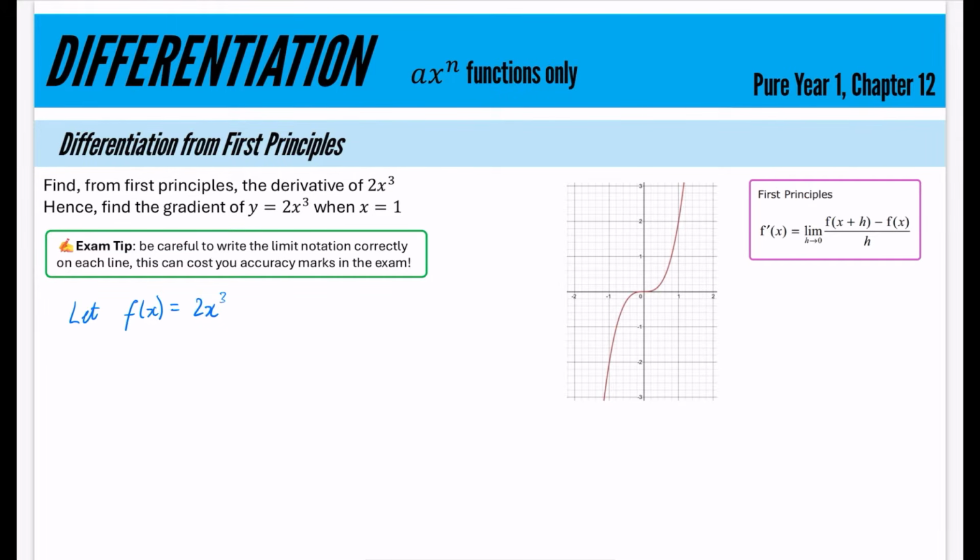So we're going to be using the formula that we have. Now, if you want to, you could say dy by dx is equal to, but I'm just going to say dy by dx is equal to f dash x, which I've got from the formula, which is f, I haven't even followed my own advice, which is to be careful of this limit notation, which is the limit, and then underneath it, as h approaches 0, of f of x plus h minus f of x, all divided by h.